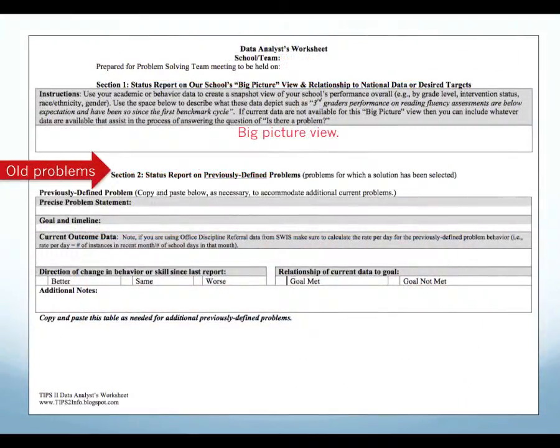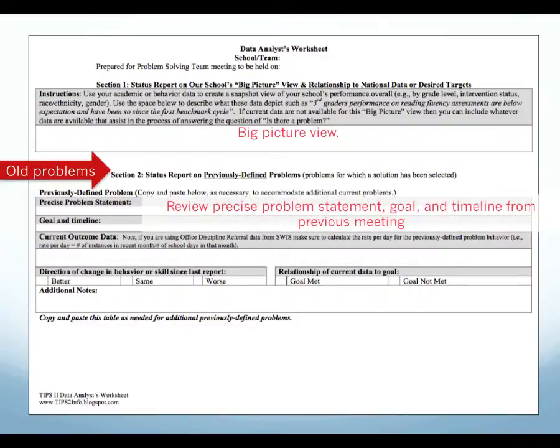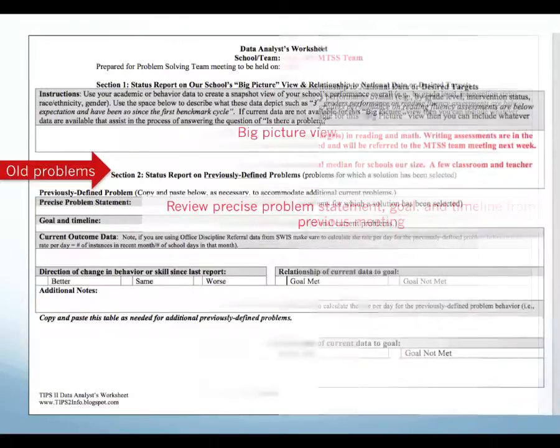So let's look at the second section now. There are previously defined problems, or old problems, from prior meetings. This is where we're going to gather that information and help the data analyst in the steps to be able to gather outcome data. So right now, we first take our precise problem statement and goal statements from our previous meeting minutes or from our other notes, and we add those in here.